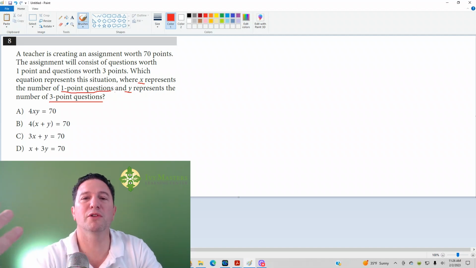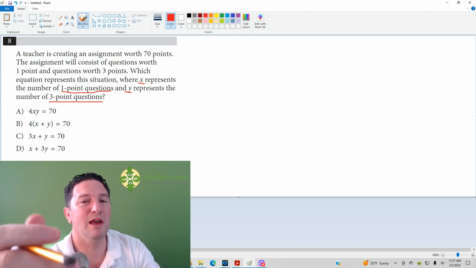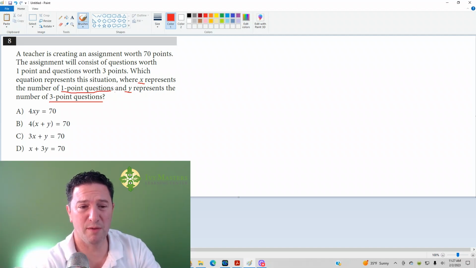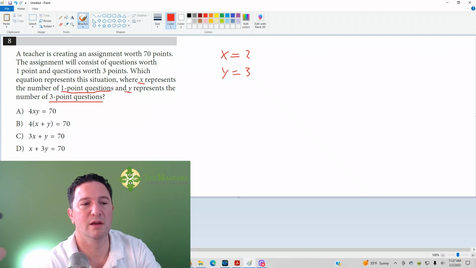Now, you're watching this video because you didn't know how to solve this question. So I'm going to give you an alternative way to solve it. Not necessarily the most straightforward way, but you can pick a number for x. Let's say we make x equal 2. Let's pick a number for y, something simple, make it equal 3. And then you can see how many total points you would have if x equals 2 and y equals 3.